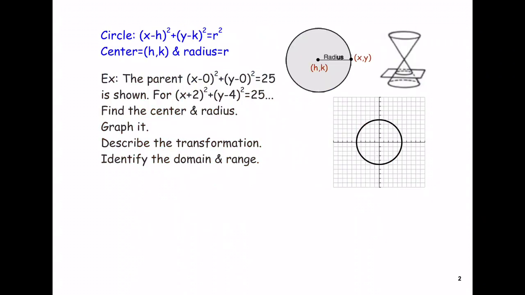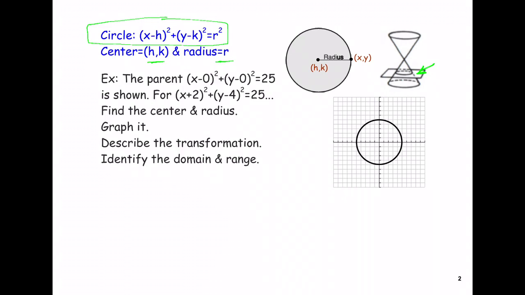The first conic section we want to take a look at is a circle. So if you have two cones on top of one another, we are looking at the circle, which is we take a slice right in the middle of one of those cones. The equation for a circle is (x minus h) squared plus (y minus k) squared equals r squared. The center is always at (h, k) and the radius is always r.